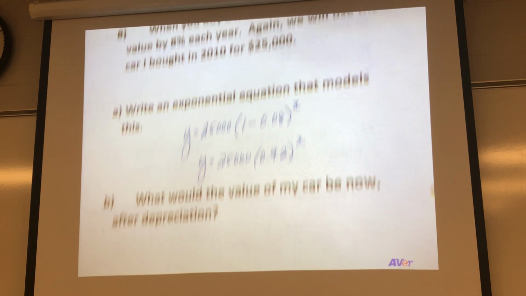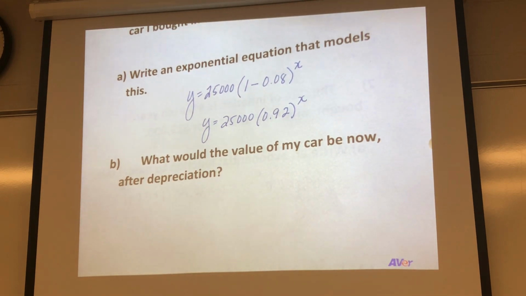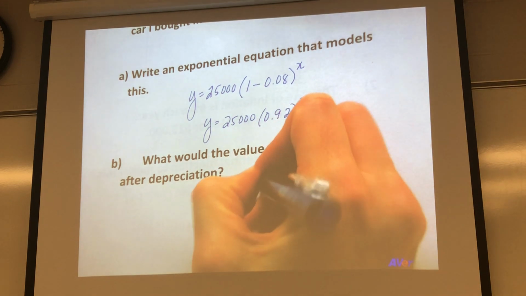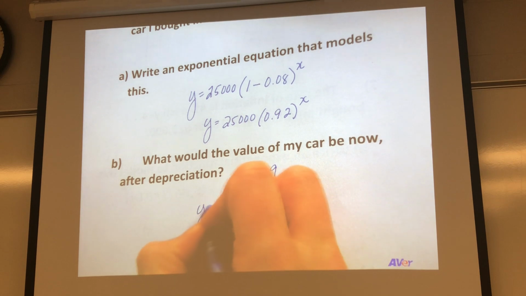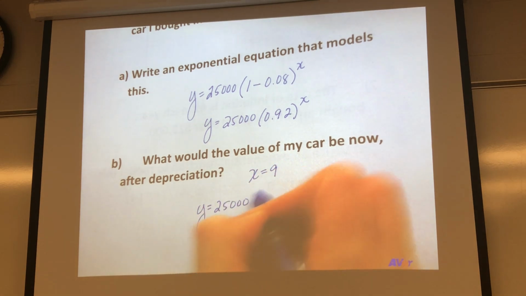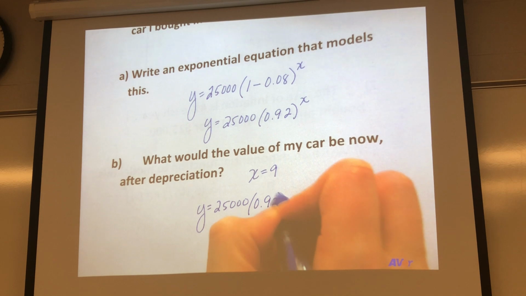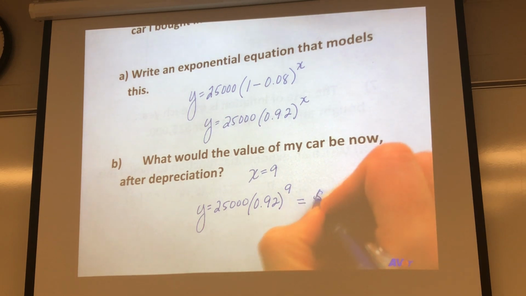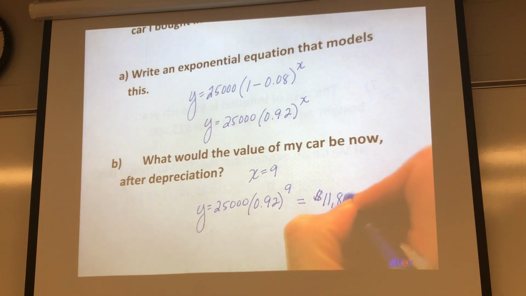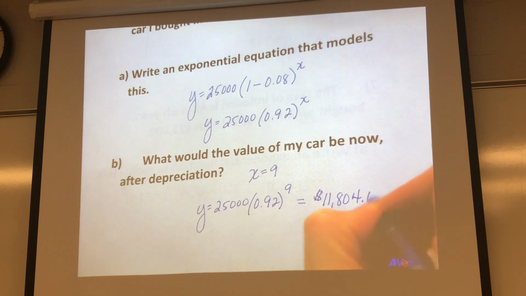And so how much is my car going to be worth now? Again, we take the x value and substitute in a 9. So we have y equals 25,000 times 0.92 to the 9th. Throw that in the calculator. And even though I paid $25,000 in 2010, my car is only worth $11,804.03 today. Bummer.